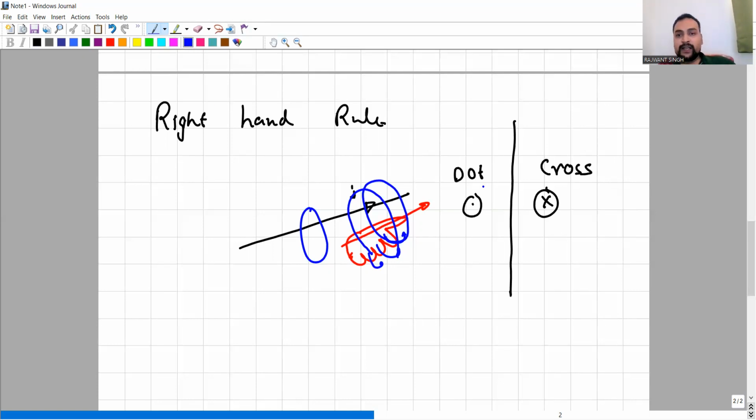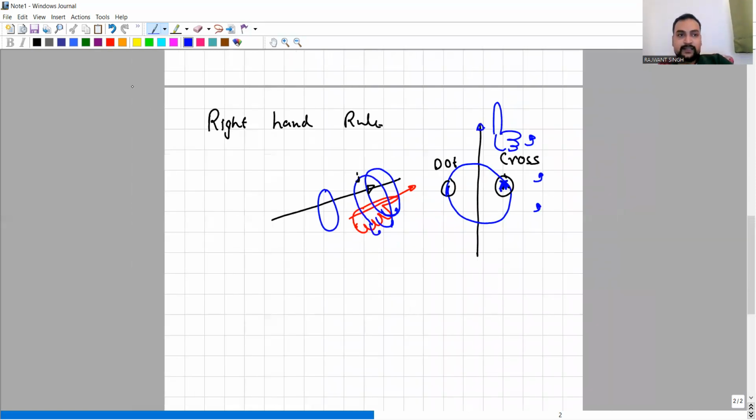If you place your thumb in the direction of the current, then you will see your 4 fingers would be pointing inward to the plane here on this side. This would become the cross direction, that is magnetic field getting into the plane, and this would become a dot direction, that means magnetic field is coming out from this plane. Cross direction and dot direction.